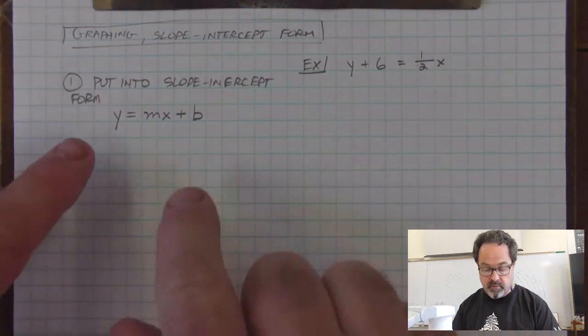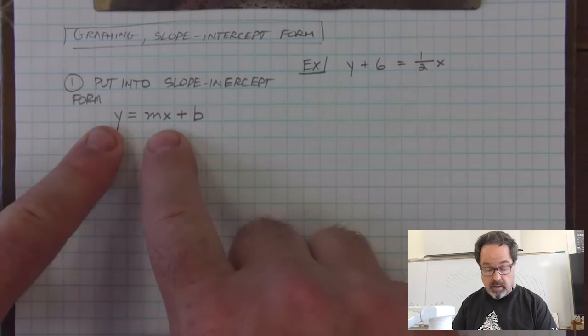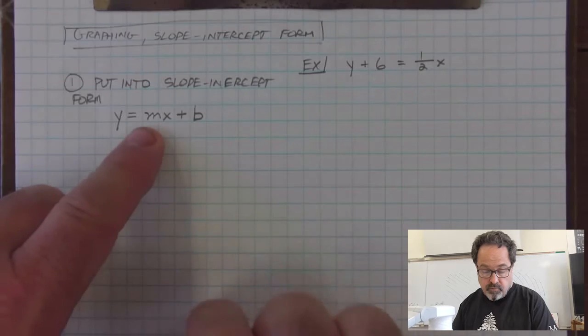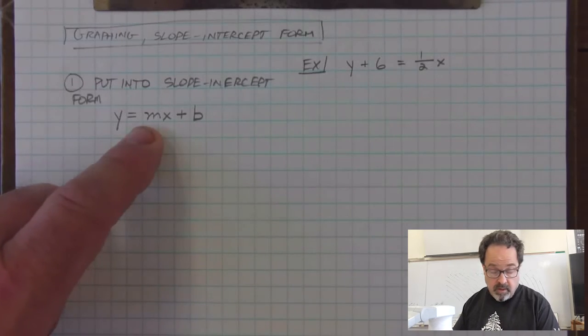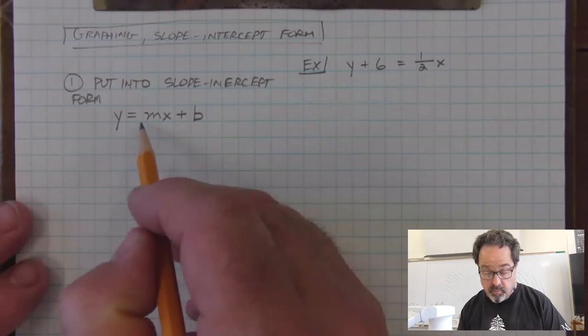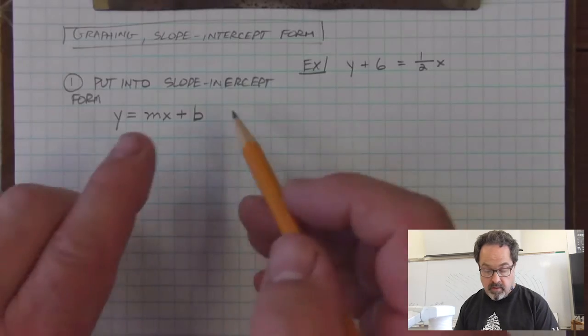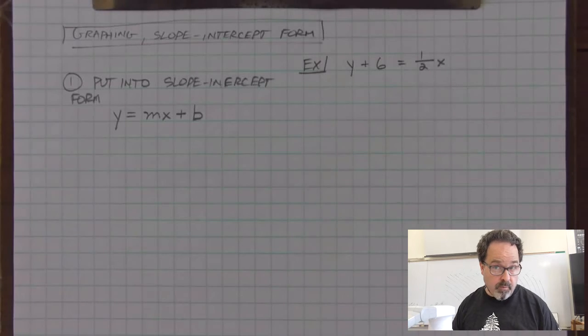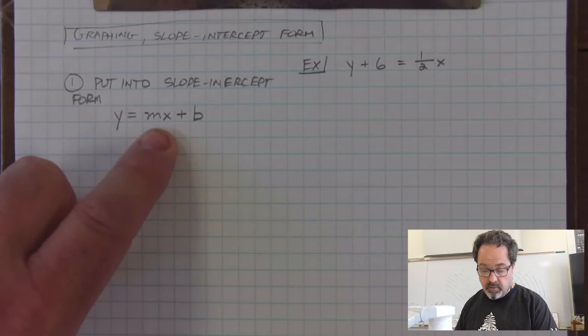The variables in this equation are x and y. The number that multiplies x we often choose to represent as m, and m is the slope of the line. b is the y-intercept. We often choose the letter b to represent the y-intercept in the general equation.